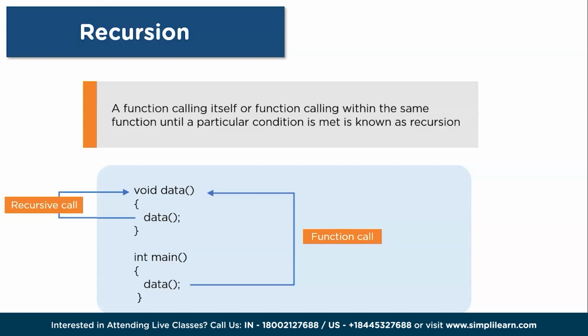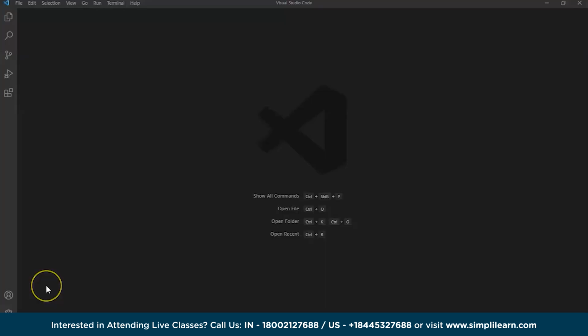So as we have covered all these topics, let's go ahead and do some examples on these topics in our code editor, that is VS Code. Now here we will do a basic example of array in which we declare and initialize an array and print the elements of array using for loop.